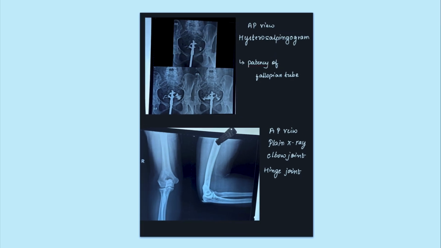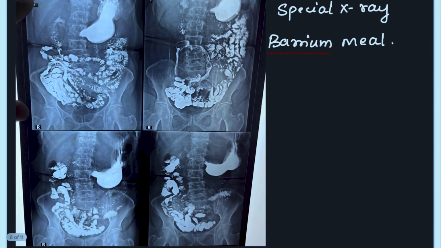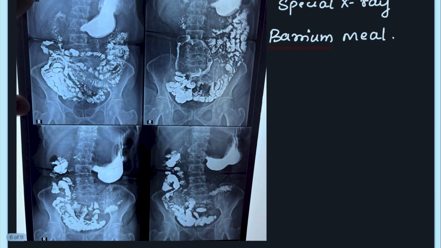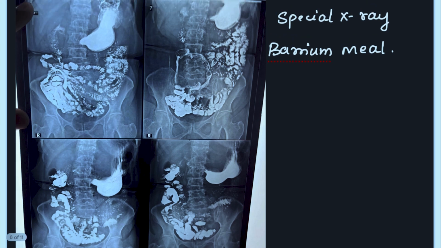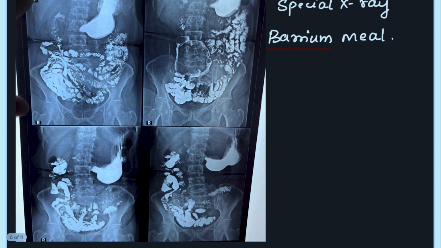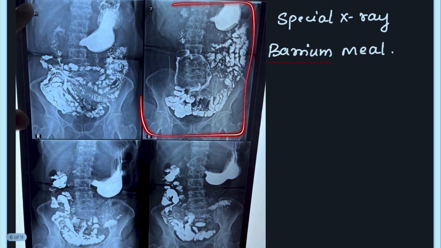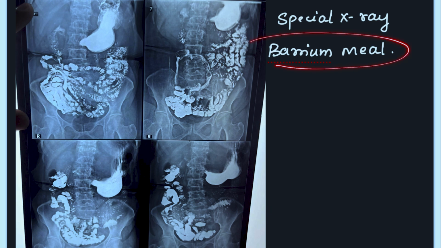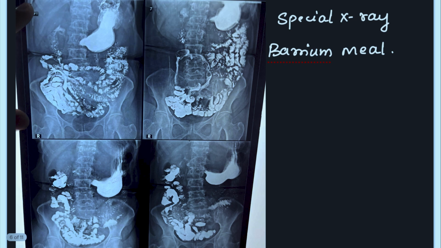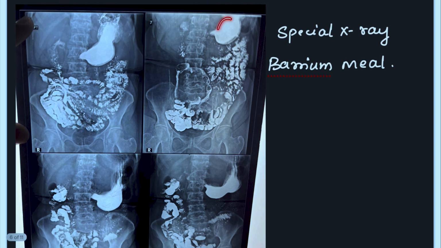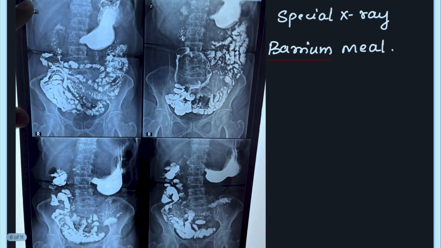So yeah, the next one. So now this is a special kind of X-ray. It's not plain X-ray, as I stated in the initial part of the video, what is plain and what is special, why it is called special and all. So this is a special X-ray of the abdomen, and they have used barium again. So we call it barium meal. What do we check in this? We check the entire GIT, that's gastrointestinal tract. As you can see here, we can see the intestine and also the stomach in this X-ray.